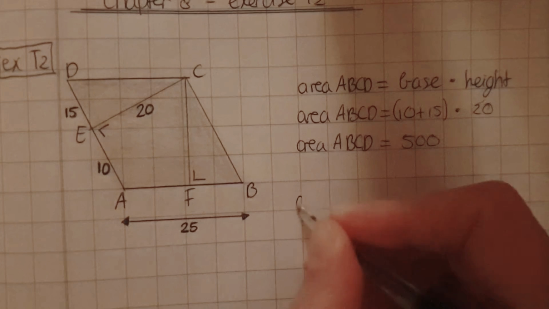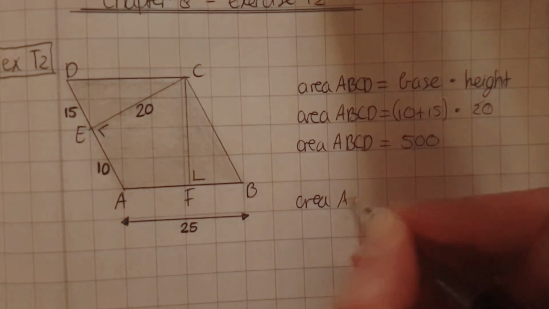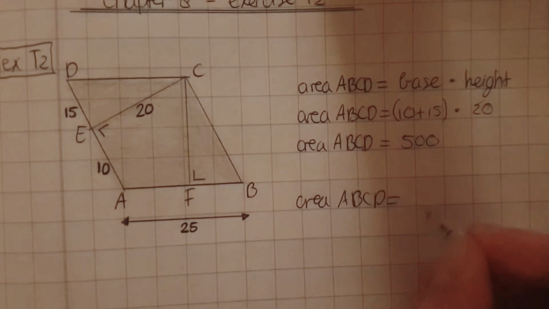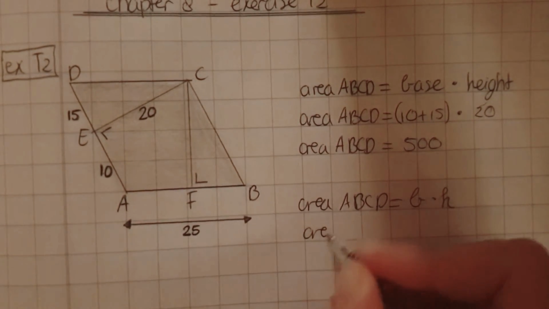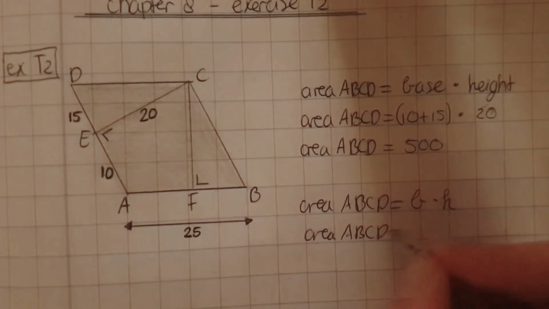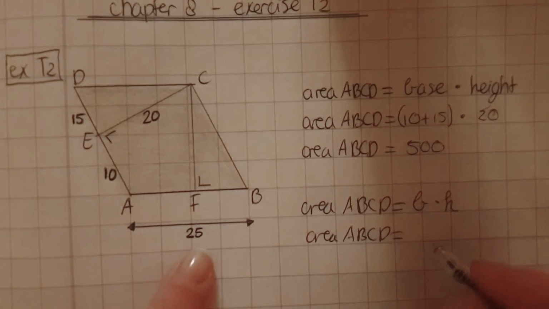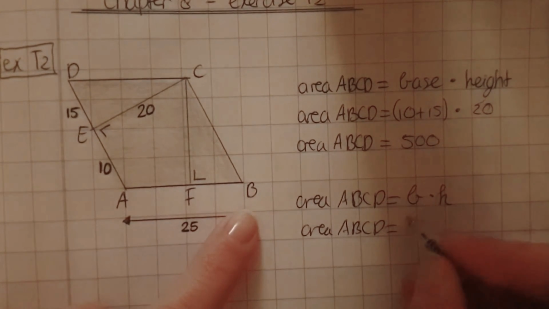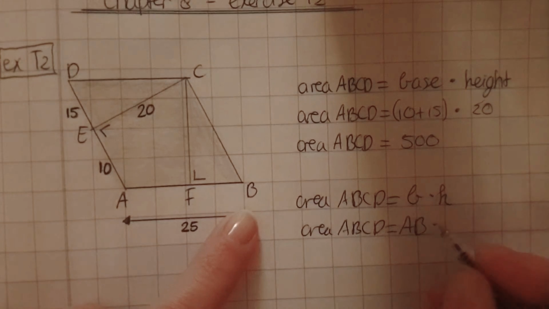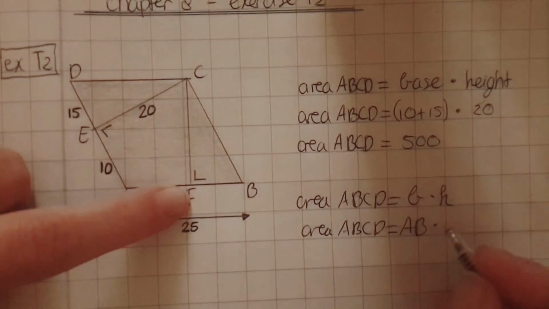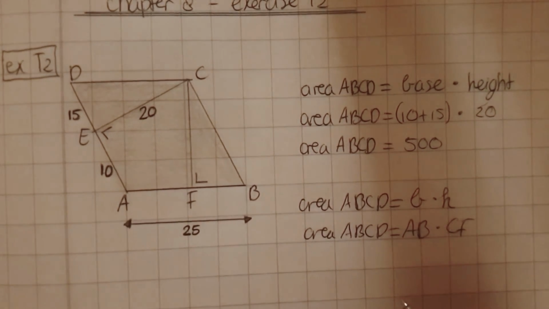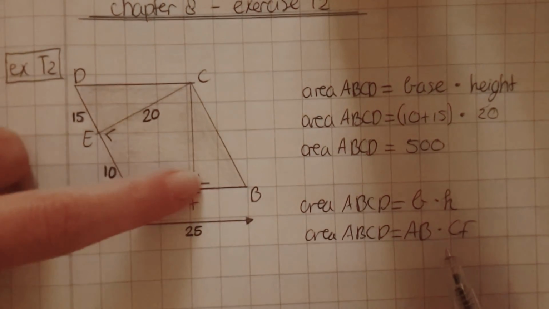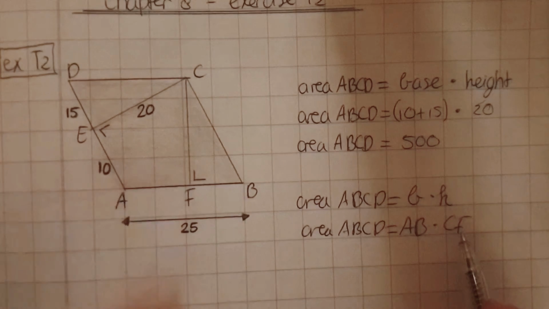So I'm going to use this formula. Area ABCD is base times height. So area ABCD is, I'm going to take 25 as the base, so AB as the base. Let me write down the letters first. And the height is CF, the corresponding height. Now I'm going to fill in whatever I know. I don't know CF, of course, that's my goal. I want to calculate that.